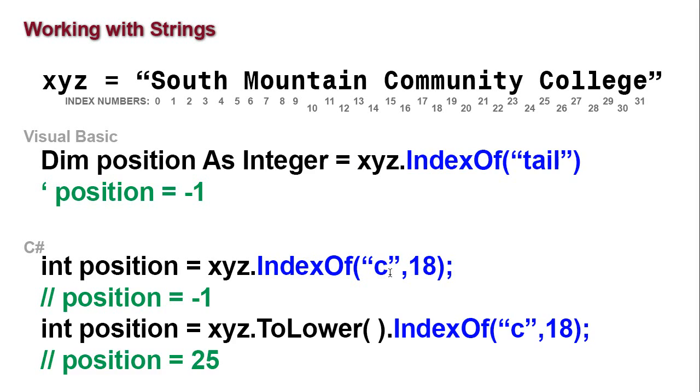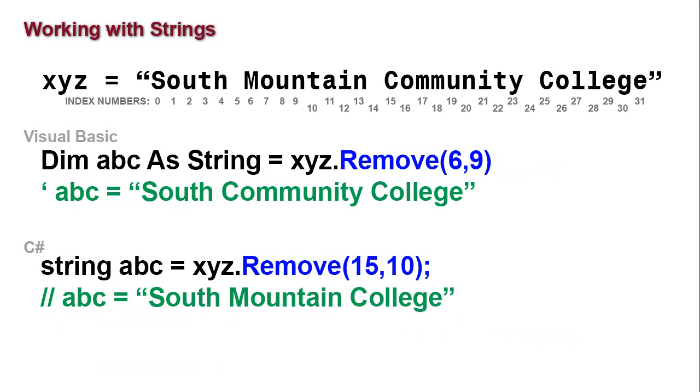We also have a remove method as part of the string class. And here I have ABC as a string variable. It's going to equal, on the VB side, XYZ.Remove(6, 9). So I'm going to start with character number 6 and remove 9 characters. That's going to be the word mountain and the space after mountain. And the result then of XYZ at that point being placed into ABC would be South Community College.